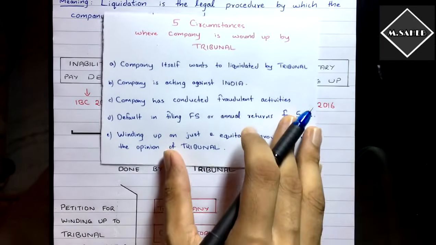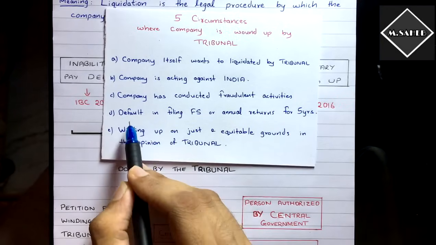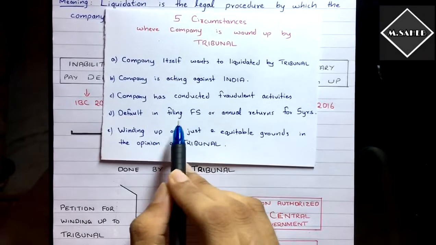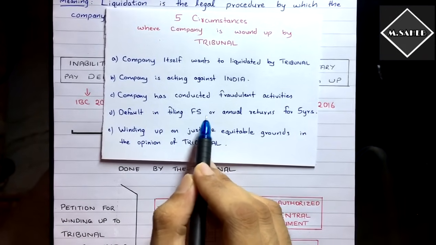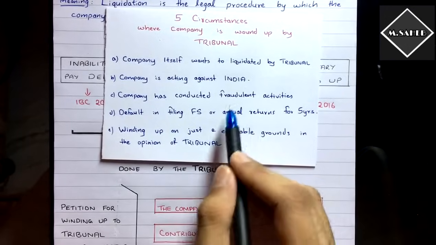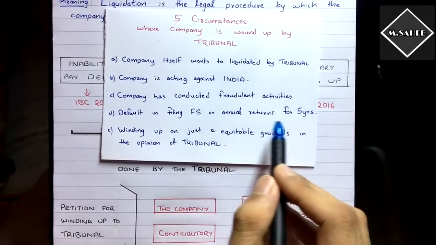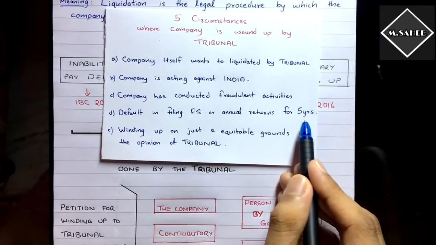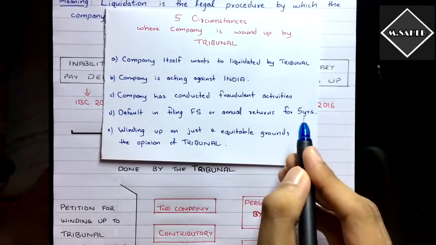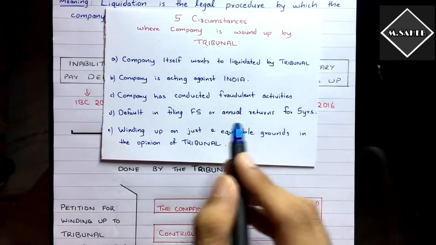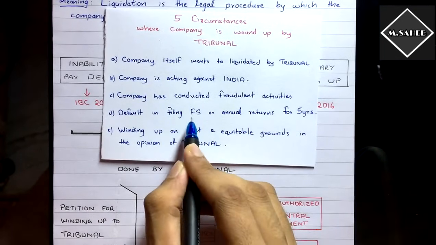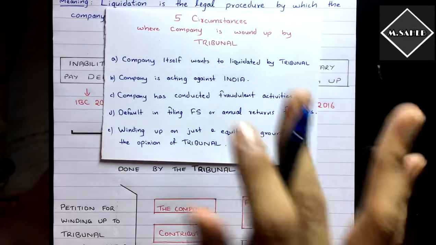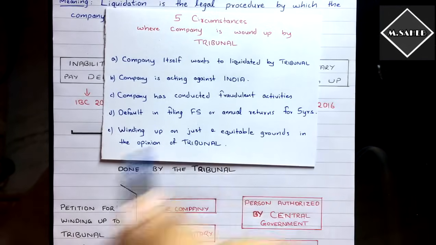wind up that company. And then the fourth way is if the company defaults in filing financial statements with the registrar of companies, or filing annual returns, filing tax returns, annual returns for the immediately preceding 5 consecutive years. Not only 3-4 years, not like that, 5 consecutive years. If the company fails to file financial statements with the registrar of companies and file annual tax returns for 5 years, then also the tribunal can wind up that company.